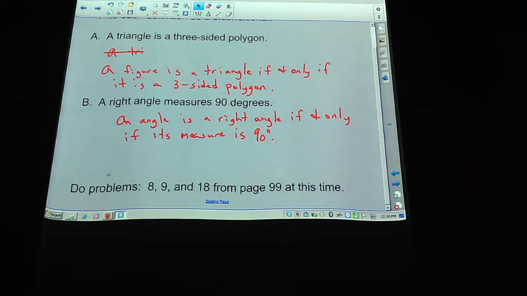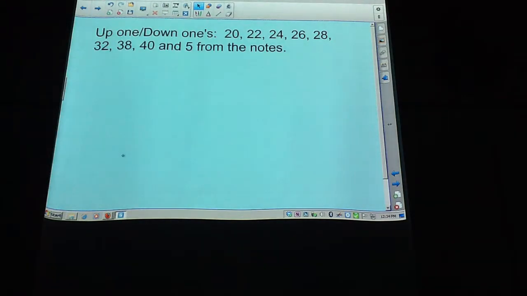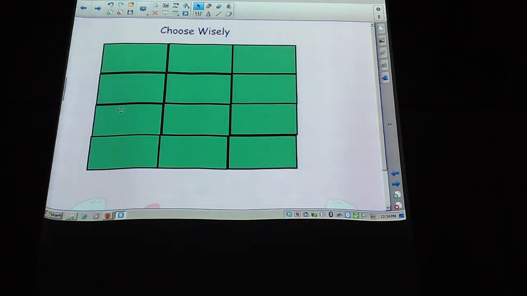Regular geometry class would be doing those problems from the book at this time. We're going to keep on moving. Oh, and it looks like we're done with this section. That would be the up ones and down ones that we would play for the regular geometry class.